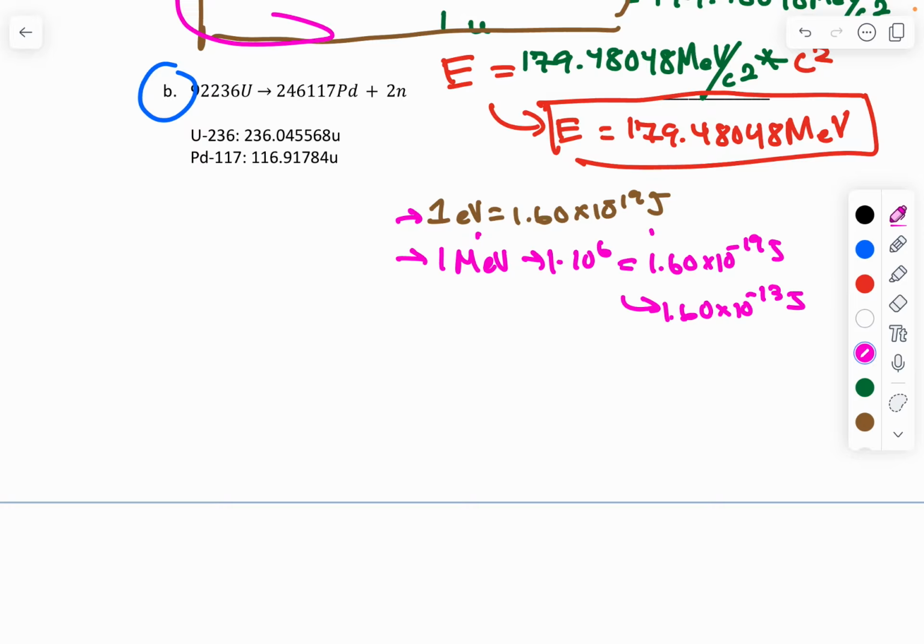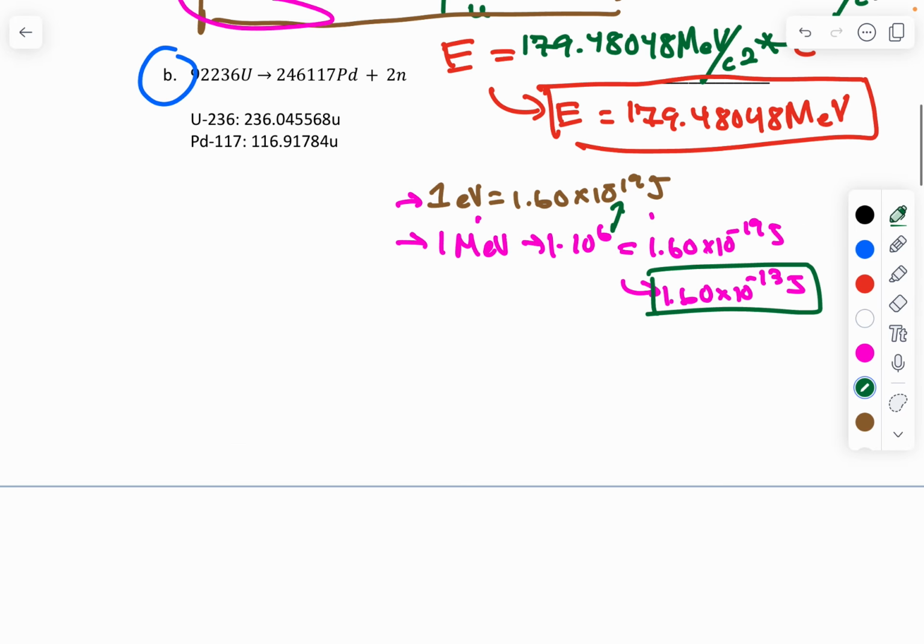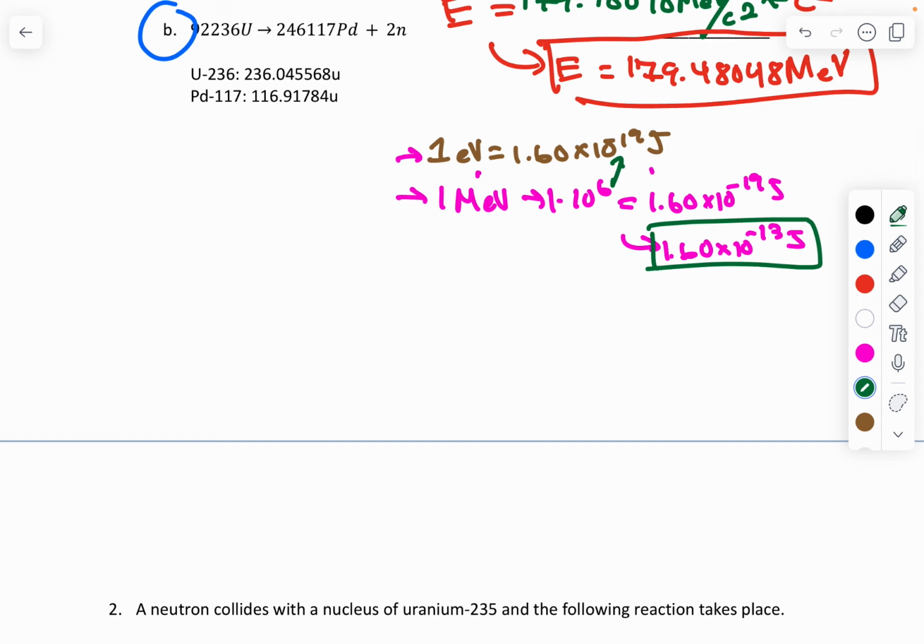Just trust me, that's the right answer if you don't know how to do math. But it is, right? Because you're just taking 10 to the 6 and multiplying it against this. And when you multiply, you want to add exponents. The exponents add.